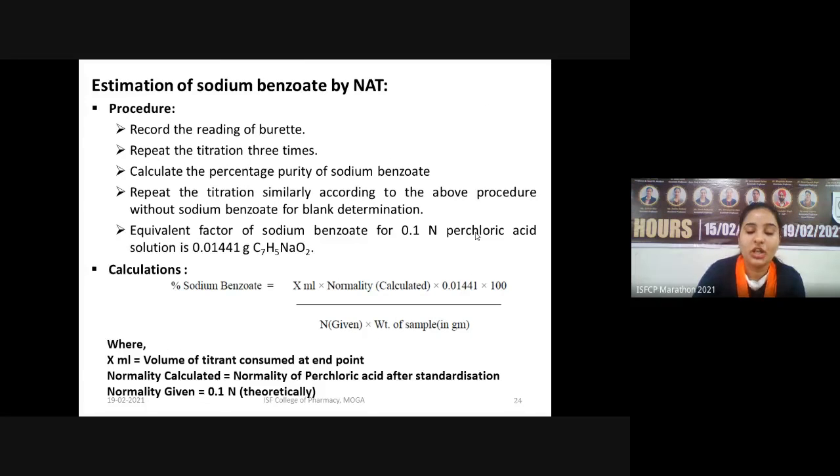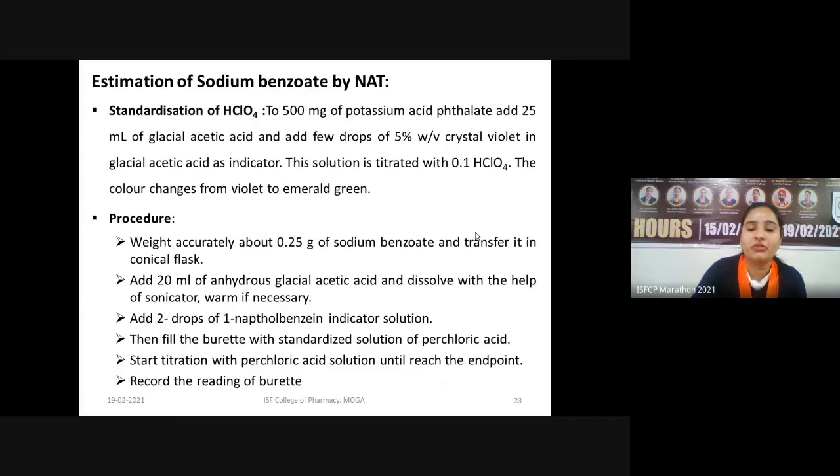For the performation of blank titration, we will not be adding sodium benzoate. So first of all, we will be performing the reaction with the addition of sodium benzoate. That is our main reaction, our main titration. After that titration, we will be performing the blank titration. In blank titration, we will not be using sodium benzoate.